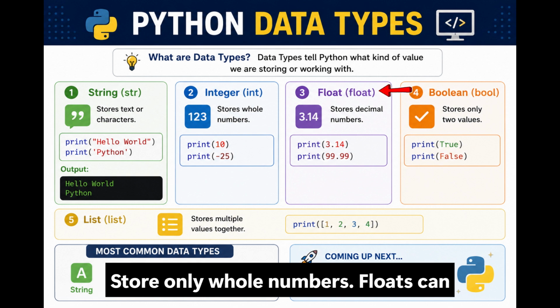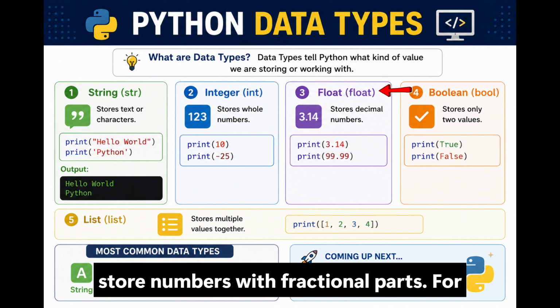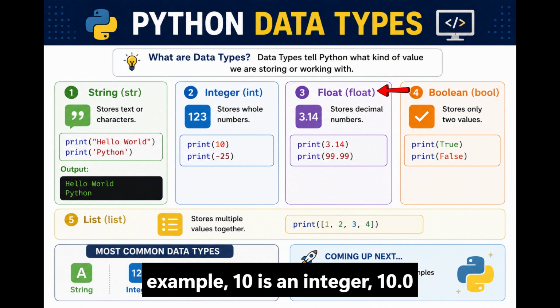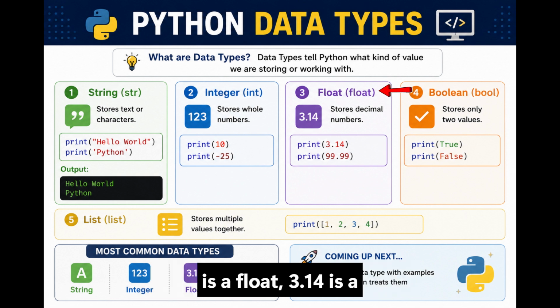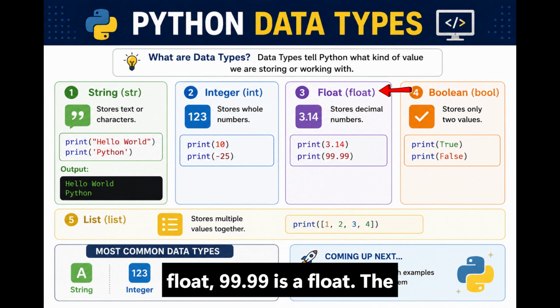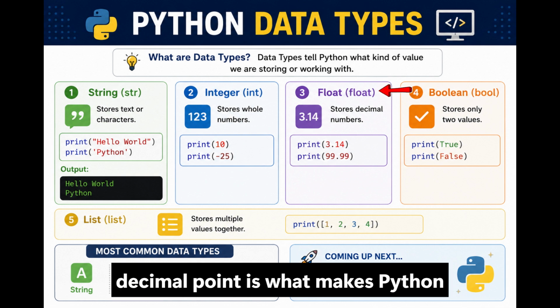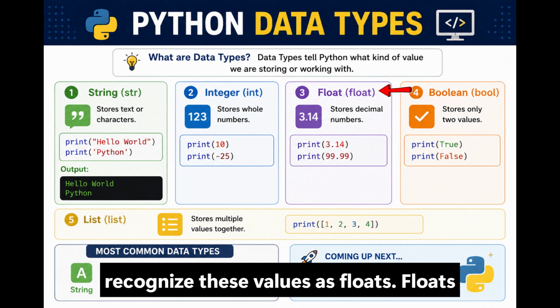Unlike integers, which store only whole numbers, floats can store numbers with fractional parts. For example, 10 is an integer, 10.0 is a float, 3.14 is a float, 99.99 is a float. The decimal point is what makes Python recognize these values as floats.